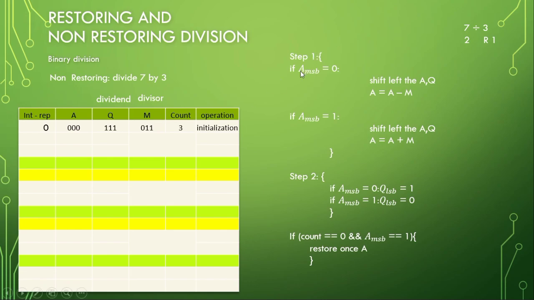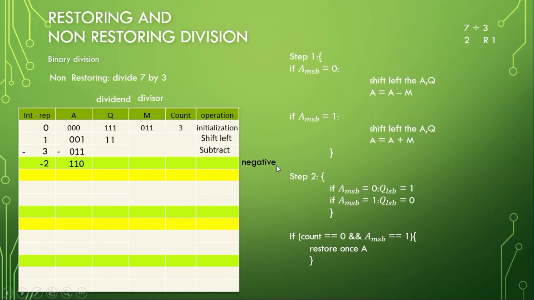So now we say that if A, our most significant bit, is 0, meaning if it's positive, shift left the contents of the accumulator and the dividend, and then you perform the subtraction. So we shift left by 1 because this value is 0, and our value in the accumulator becomes 1. And then because it's positive, we perform a subtraction. We subtract 3, basically like what we do with restoring division.